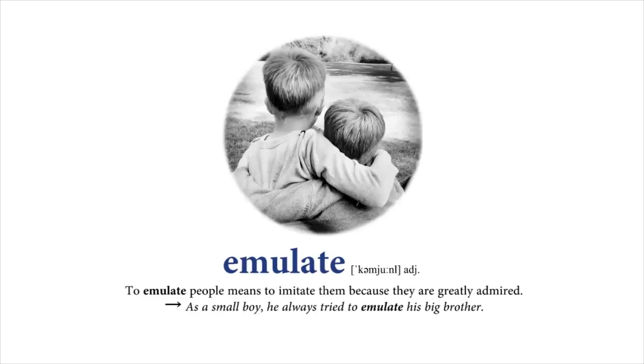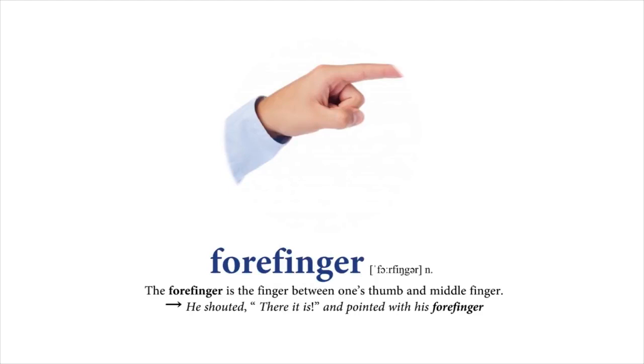Emulate. To emulate people means to imitate them because they are greatly admired. As a small boy, he always tried to emulate his big brother. Forefinger. The forefinger is the finger between one's thumb and middle finger. He shouted, "There it is," and pointed with his forefinger.